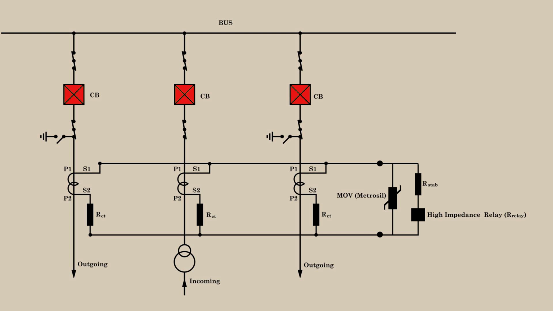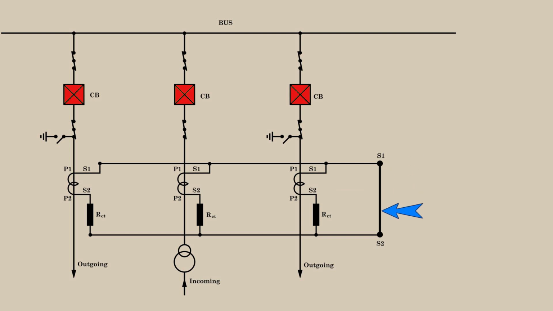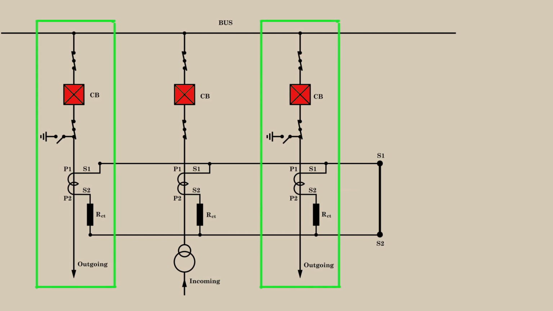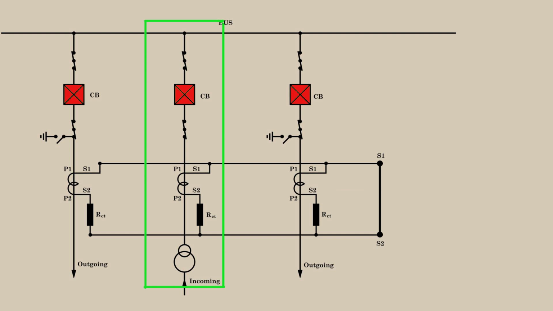We connect the P1 primary terminals of all CTs toward the bus. This is general practice. Now, if we connect all S1 terminals together and all S2 terminals together, there will be no current flowing from S1 to S2, even if we short-circuit these two terminals. This is because the summation of currents of all incoming feeders will cancel out the summation of currents of all outgoing feeders.